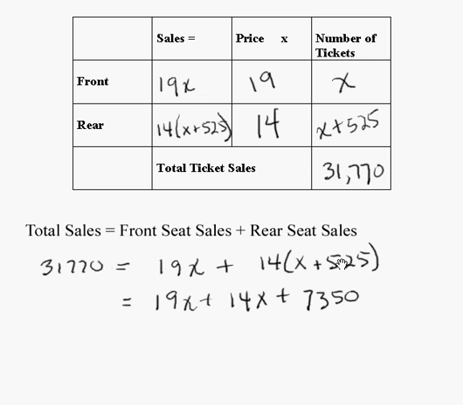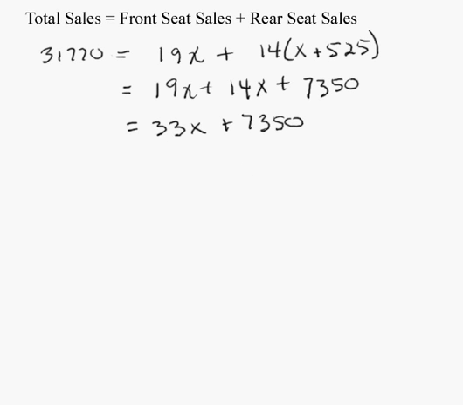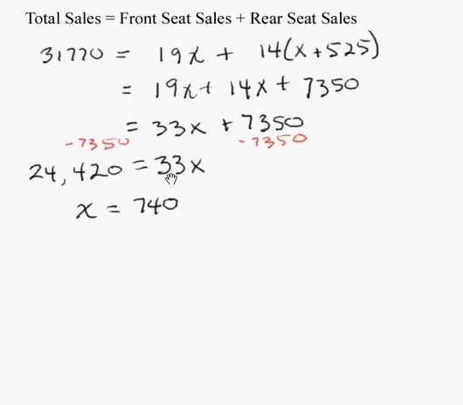Let's distribute out 14. So we get 14x plus 7,350, and then 19x plus 14x. Let's forget about the chart and the words for a moment. That's 33x. Subtract $7,350 from both sides, so $31,770 minus $7,350, which is $24,420, is equal to 33x. Divide both sides by 33, and we find out that x is 740.